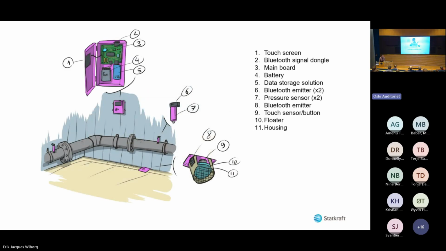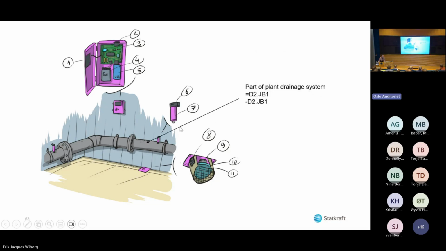So we have a standalone leakage monitoring system. The leakage monitoring system has 4 components. So there are 2 pressure transducers. There's a floater in the ditch here, and there's a control unit, the pink parts. And that's it. It is attached to the drainage system of the power plant, so this piping here.